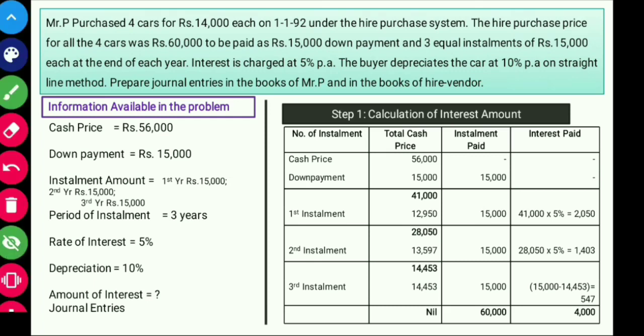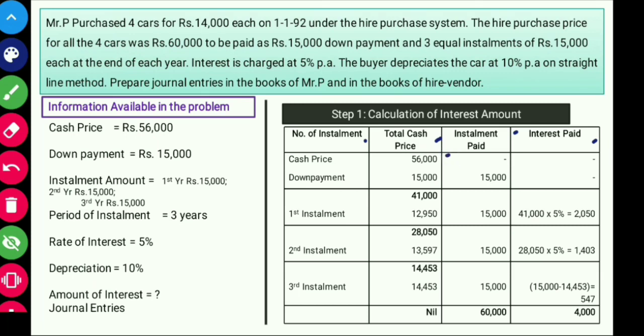So in step 1 we're going to calculate the interest amount. For that you just make 4 columns. The first one for number of installment, the second one for total cash price, the third one for installment paid, and the last one for interest paid. So we should start with the cash price. In the sum, cash price is not directly given, but we have the information that 4 cars were purchased by Mr. B for rupees 14,000. Then 4 into 14, we get 56,000, that is the cash price.